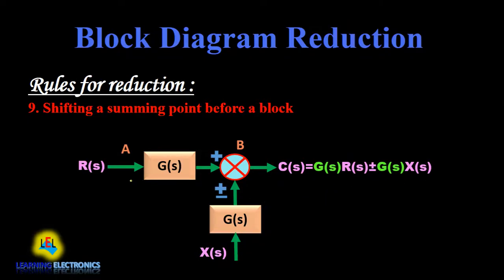Here also, after shifting the summing point before a block, we are getting the same output, R(s) into G(s) plus minus X(s) into G(s). So whenever we shift the summing point before a block at position B, one block of G(s) will be added in the X(s) branch.